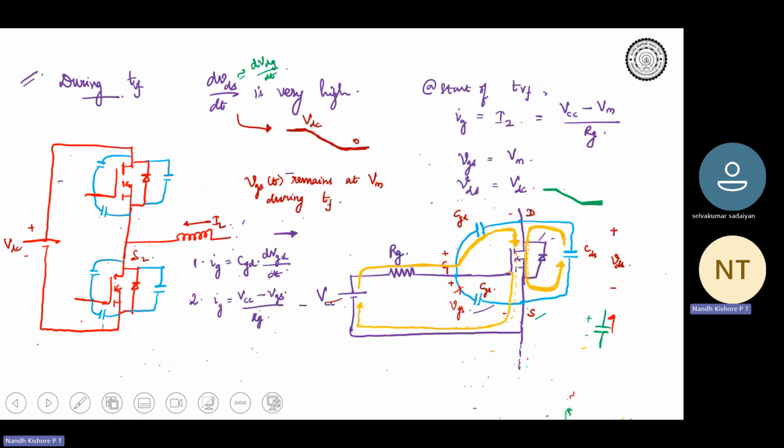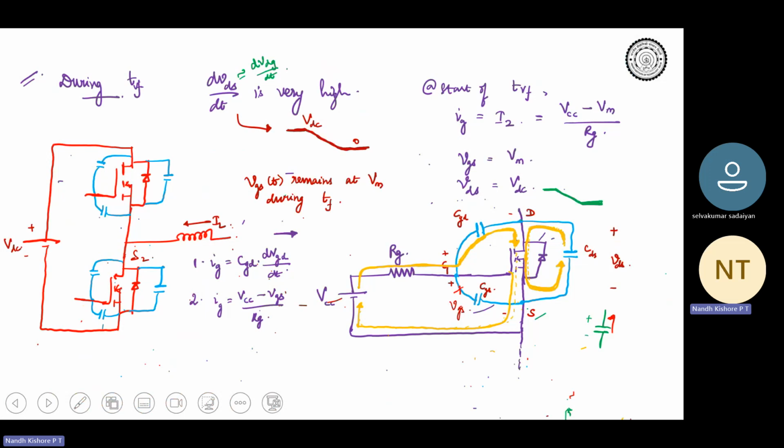So then what we did was we traced back the current. If there is dVDG by dt, then there has to be a current through the Miller capacitance, or CGD. That current direction is shown over here, from VCC to RG to CGD. Earlier, the current was flowing from VCC to RG mostly through CGS. Now it will flow from VCC, RG through CGD. So VGS remains constant.